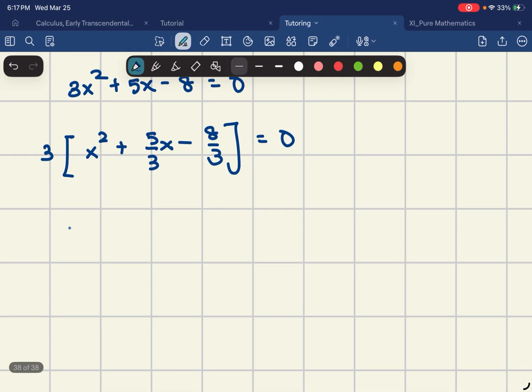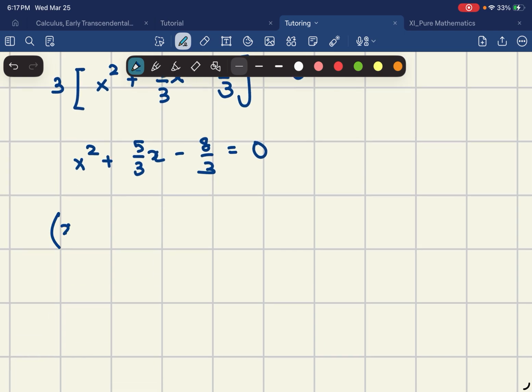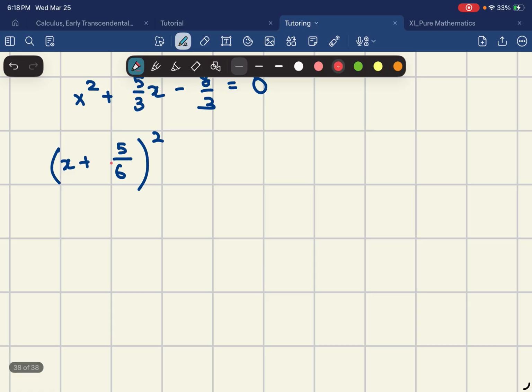I can divide by 3 on both sides. So x squared plus 5 over 3x minus 8 over 3. If I divide by 3, the 3 in the numerator and the denominator will cancel out. Equals 0. So x, I copy the sign, 5 by 3, if you divide by 2, you're going to have 5 by 6 squared. And now, when I square 5 by 6, that is 25 over 36, right? 5 squared is 25, 6 squared is 36.